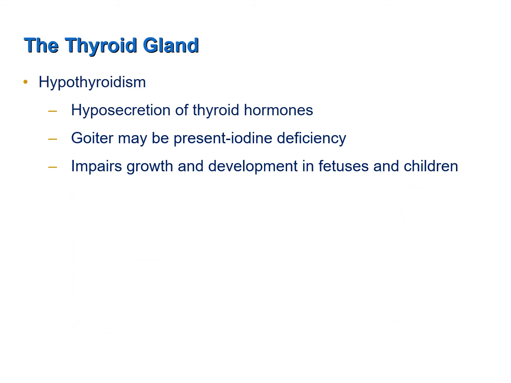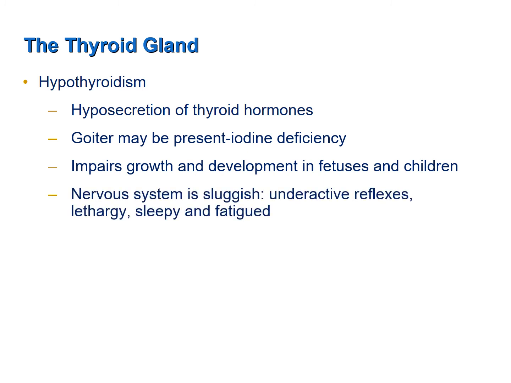Because the nervous system and the reproductive system and other tissues of the body are so dependent on thyroid hormones in order to generate the appropriate amounts of ATP for growth and development, hypothyroidism can impair growth and development in not only a fetus but also in children, since children grow and develop rather quickly.